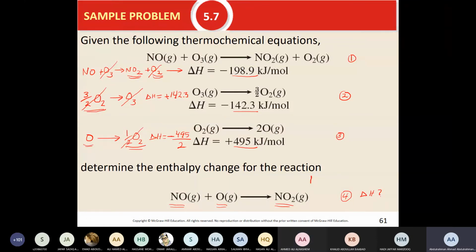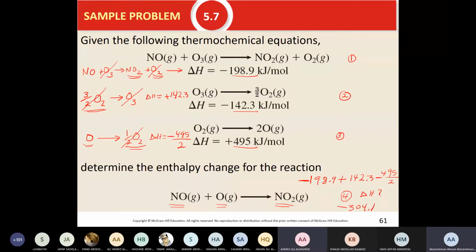So 198.9, what's the sign? Negative. Plus 142.3. And then minus 495 over 2. Calculator, give me the answer. Minus 304.1. 304.1.